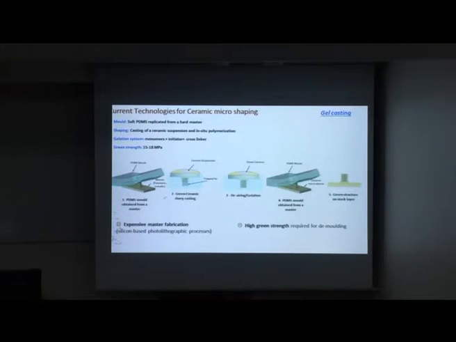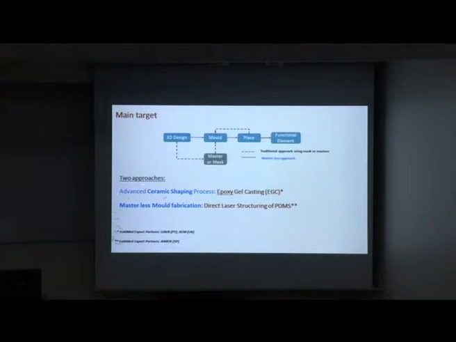When we try to demold these microparts, part of the piece stays inside the mold, and the piece is damaged during the demolding step. So we need very high green strength for the demolding step. The main target is to avoid the use of masters or masks to obtain the mold. What we want is to obtain the microcomponent directly in the mold without the traditional master approach.